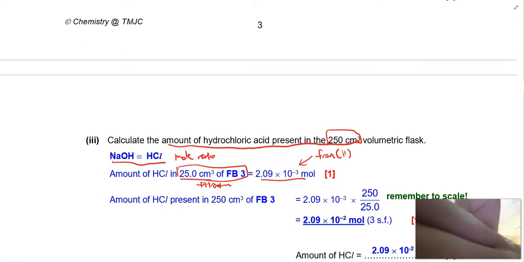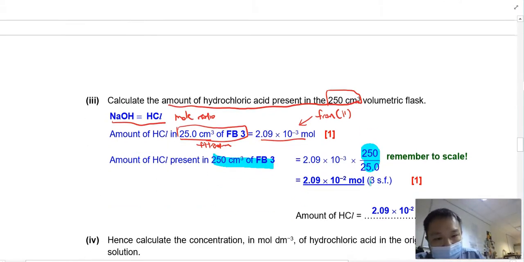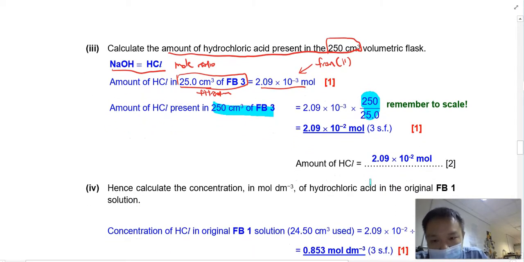To find the amount in 250 cm3, you therefore need to do a scaling. How to do scaling? Portion of 25, scale up to 250. You take the whole, 250, divided by the portion, 25. You multiply by the number of moles, and you get the number of moles present in 250 cm3.